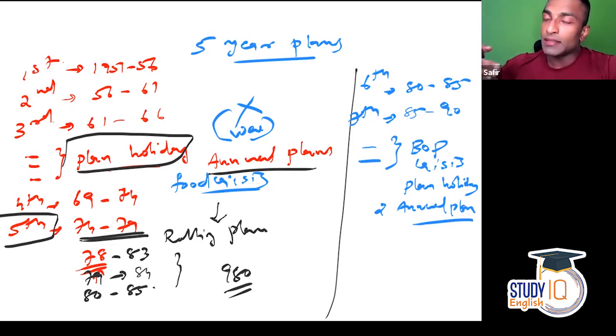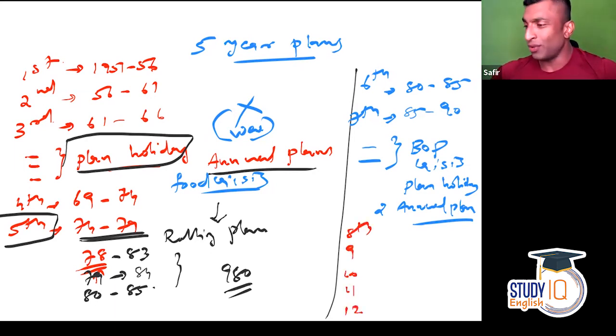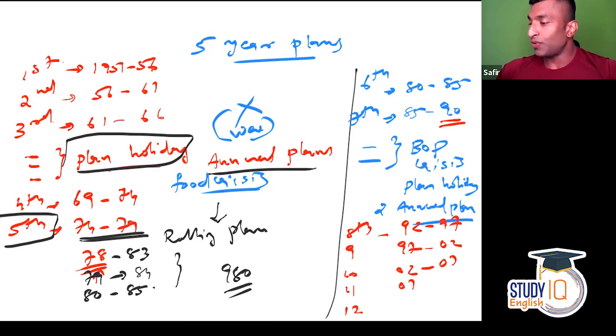And then again, 2 plans, 2 gap. This 2 gap is due to BOP crisis, and here we again have plan holiday. Plan holiday means there will be annual plans focusing on that specific issue. After this, 8th, 9th, 10th, 11th, 12th, that is in the order. I don't think I need to write the years. Like 92, it will be resumed, right? 92 to 97, 97 to 2002, 2002 to 7, 7 to 12, and 12 to 17.